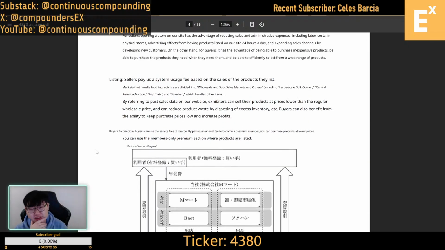Listing. Sellers pay us a system usage fee based on the sales of the products they list. Markets that handle food ingredients are divided into wholesale and spot sales market and others, including large-scale bulk corners, Central America, auction agri, and Sokuhan, which handles other items. By referring to past sales data on our website, exhibitors can sell their products at prices lower than the regular wholesale price, and can reduce product waste by disposing of excess inventory. Buyers can also benefit from the ability to keep purchase prices low and increase profits.